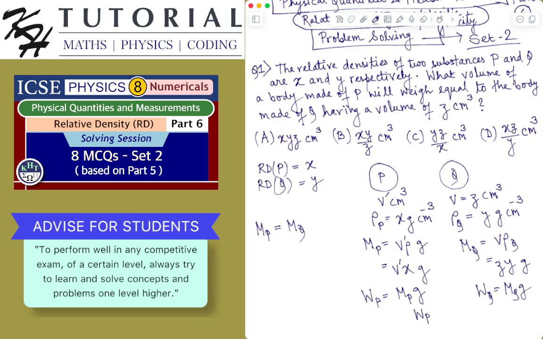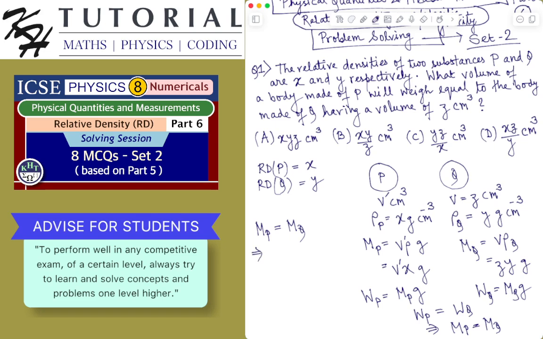So it is given that the weights are equal. So WP is equal to WQ. This implies the g will cancel from both sides. So this definitely means that MP is equal to MQ. Whenever it is given that the weights of two bodies are equal, and nothing is mentioned, then the weight is usually measured on the surface of the earth. So in that case, if the weights of two bodies are the same, it means that the masses of the two bodies are the same. So we have MP equals MQ.